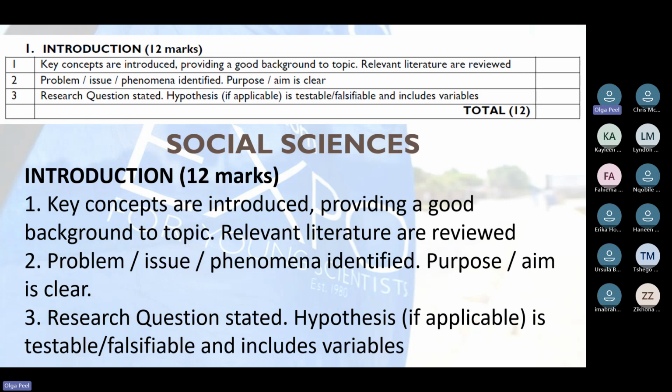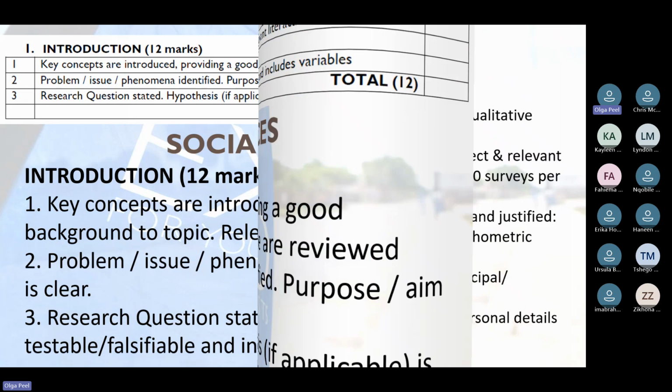Now, each of these becomes almost like a little subheading. Notice that there could be 2 things together for 4 marks. So problem, issue, phenomena, purpose, aim is 4 marks max. So your goal, learners, is to make sure you cover all of this and more. So you're aiming for 4 out of 4 each time. So you can see that the introduction is worth 12. Let's look at the method.